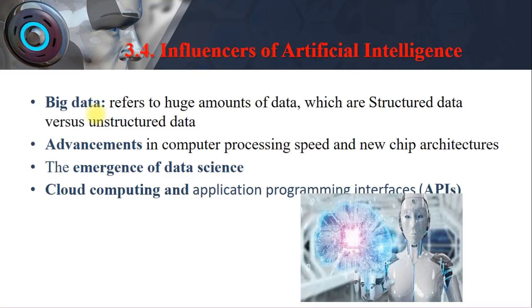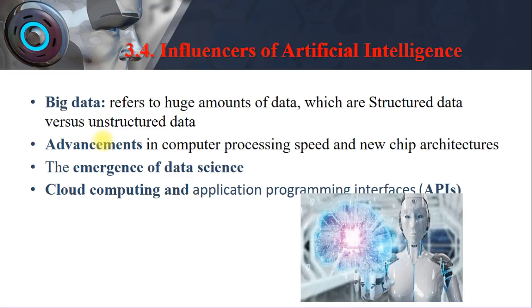That means under big data, we can have any kind of data, like structured, semi-structured, as well as unstructured data. So if we have such a large amount of data, we have the ability to develop any kind of artificial intelligence. So we can consider big data as one of the bases or influencers of artificial intelligence. The other influencer of artificial intelligence is the advancement of computer processing speed, as well as the new chip architecture.